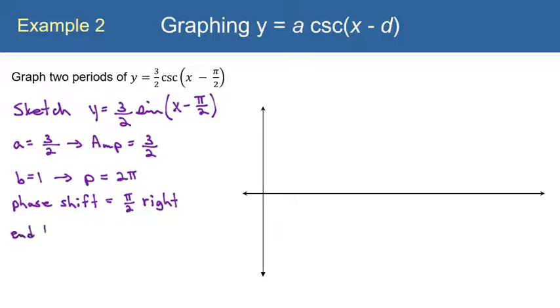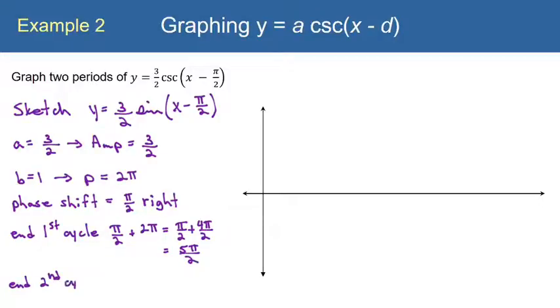let's go ahead and calculate the end of each cycle. We're going to draw 2 cycles. So take your starting place and add a period to that. We'll need common denominators here. That's going to be pi over 2 plus 4 pi over 2. And that's going to add up to 5 pi over 2. And then we'll do the second cycle. We'll take our 5 pi over 2 starting place and add a period, and that's going to put us at 9 pi over 2.